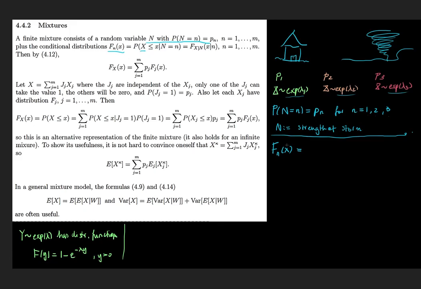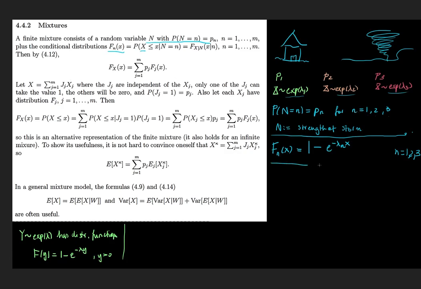So given that the strength of the storm is equal to n, where n is either 1 or 2 or 3, then the distribution function of x will be 1 minus e to the minus lambda n x, because x is exponentially distributed in all cases, but depending on what n is, it will have a different parameter lambda n. So this is our Fn of x.